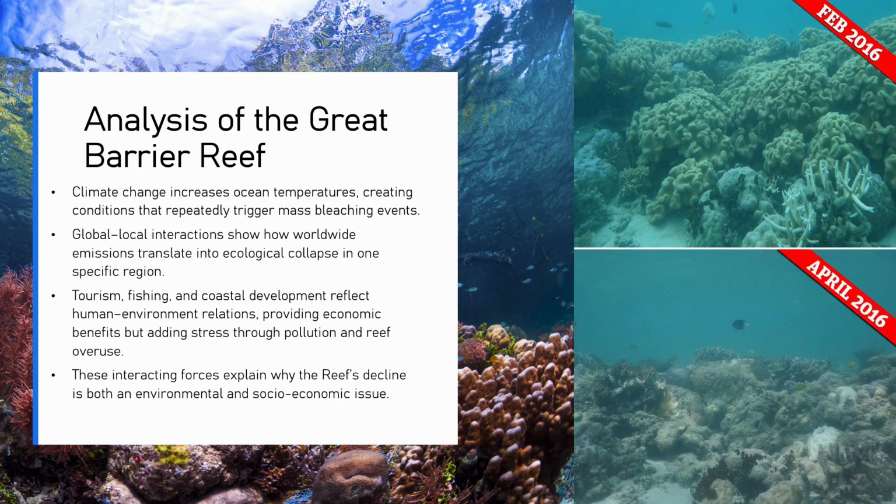And now let's apply these concepts. Climate change is the leading cause of bleaching. As global temperatures rise, ocean water becomes warmer, causing corals to expel the algae they depend on for energy. This shows a direct connection between global climate processes and local ecosystem collapse.